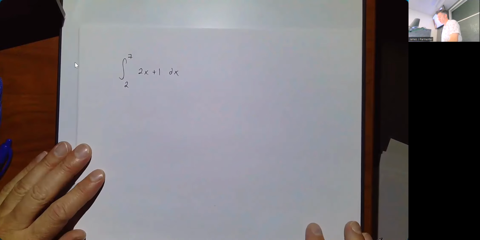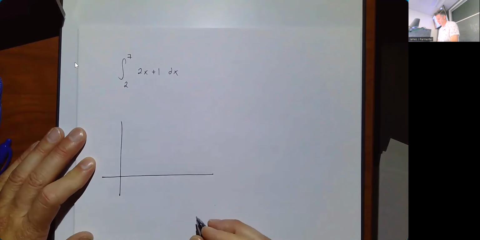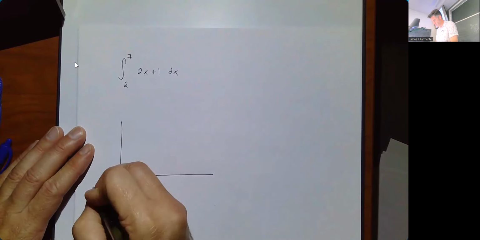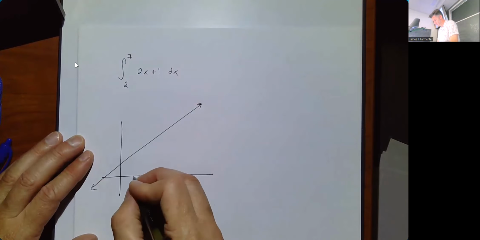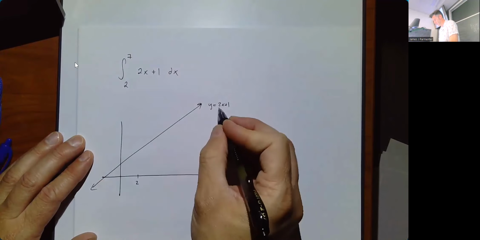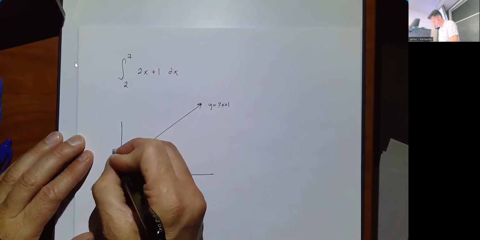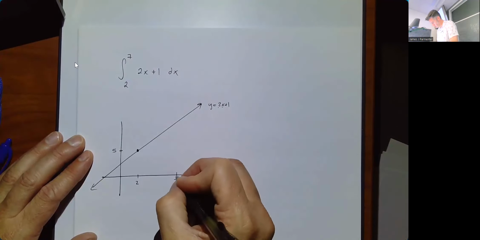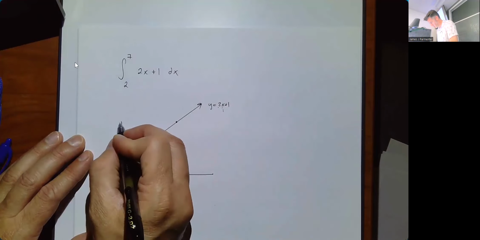And I will point out, you could do this one geometrically, even though we're going to do it both ways. So just to confirm that this really does work, here's my graph, kind of. If I plug in x equal to 2, 2 times 2 plus 1 is 5. So that point there is (2, 5). When I plug in 7, 2 times 7 is 14 plus 1 is 15.